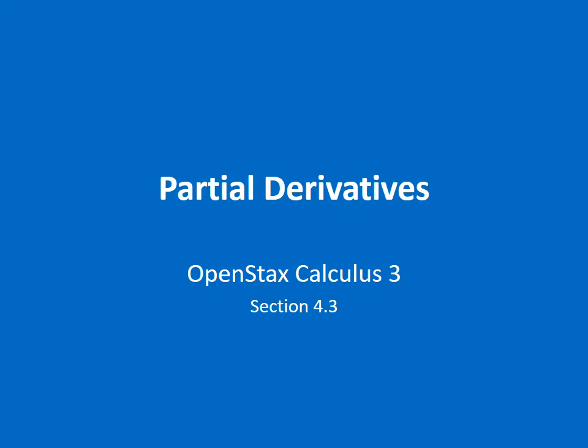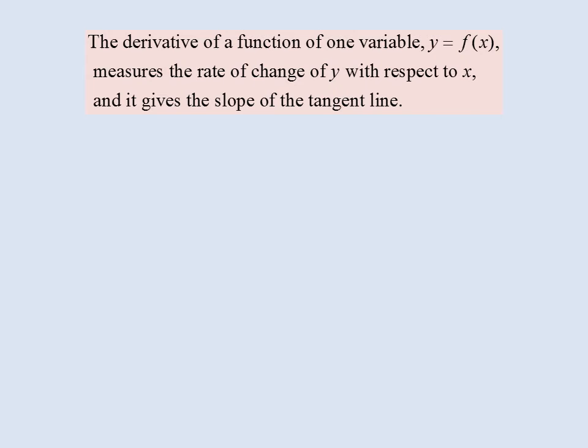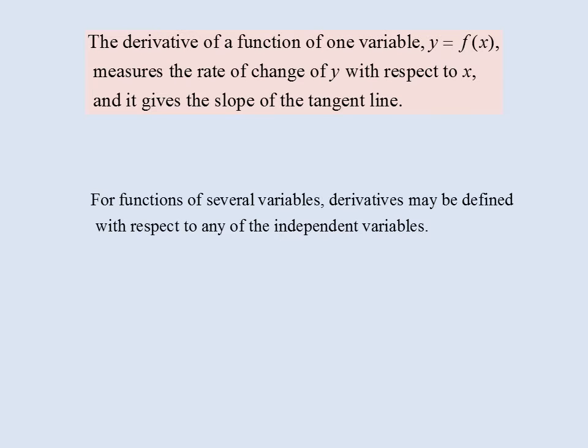Now we want to see how derivatives come into play for functions of several variables. In Calculus 1, we learned that derivatives measured the rate of change of one variable with respect to another. Typically, we had those variables given in the function. It's also called the slope of the tangent line. In functions of several variables, however, we can have derivatives defined to be with respect to any of the independent variables.